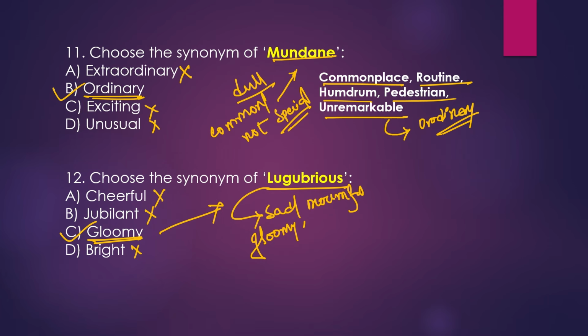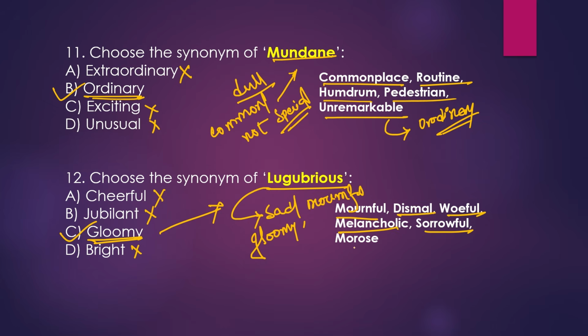Okay, so look at some extra synonyms. Extra synonyms like mournful, dismal, awful, melancholic, sorrowful and morose. So this one is a very important word. The word morose means gloomy, or you can say sad.